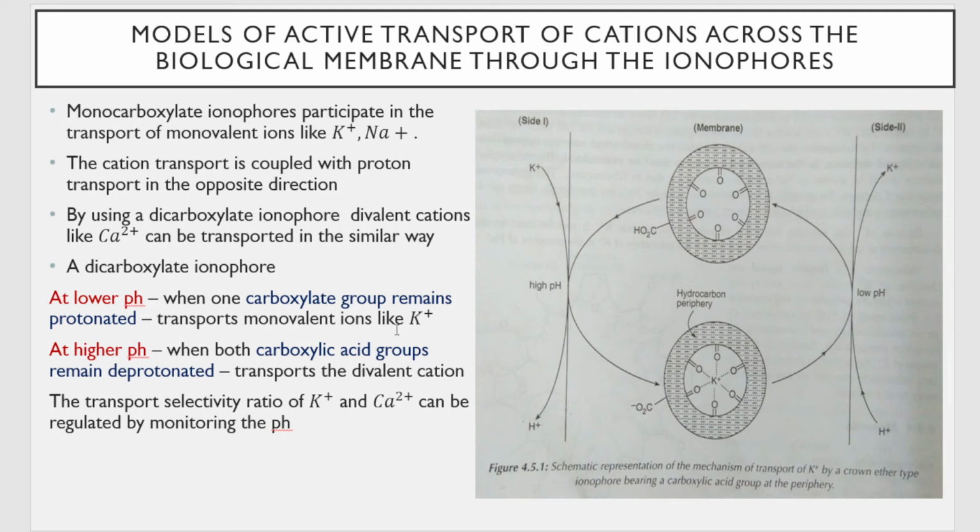So it will transport only a monovalent ion. At high pH, both of them remain deprotonated, hence they will transport a divalent cation. So you can actually adjust the pH and control which ion is being transported. That is, if you want K plus to be transported, you will keep the pH low. If you want Ca2 plus to be transported, you will keep the pH high. That is about the model of active transport.